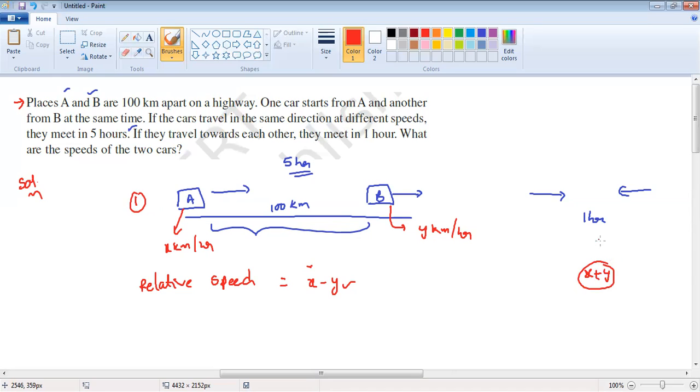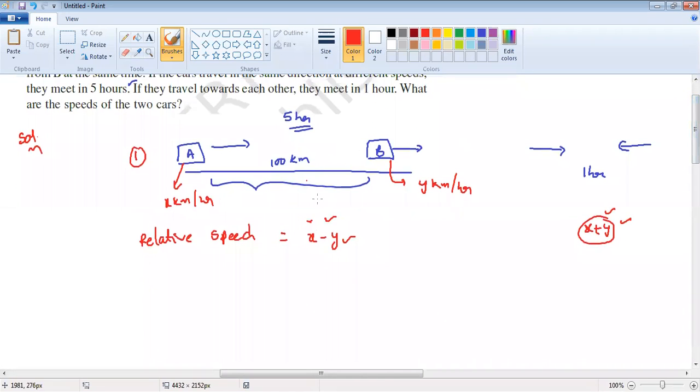So in the same direction, we will take positive. In the different direction, we will take it negative. Sorry, in the same direction negative, and in the different direction, meaning opposite directions, we will take it positive. Are you clear now? Once again: if they are moving in the same direction, like this, then we take negative.